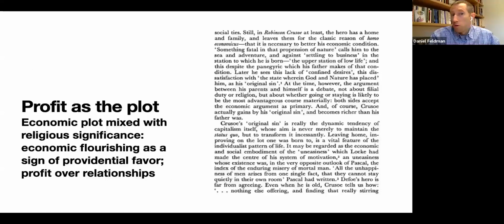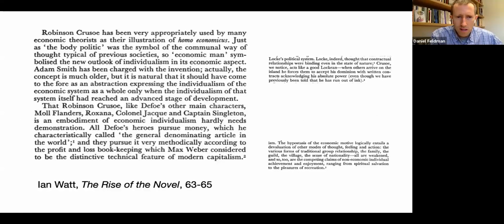Profits come before relationship, before people. Robinson Crusoe, Watt writes in The Rise of the Novel, in his chapter on Robinson Crusoe, has been very appropriately used by many economic theorists as their illustration of homo economicus. Just as the body politic was a symbol of communal way of life, that was Watt's theory, that it moves from talking about society as a unified whole. This is not a text you might know well, but the Canterbury Tales is a portrait of society as a whole, whereas this is a portrait of one man, of economic man, of individuals in their economic aspect, their individualism. This is what the text conveys.